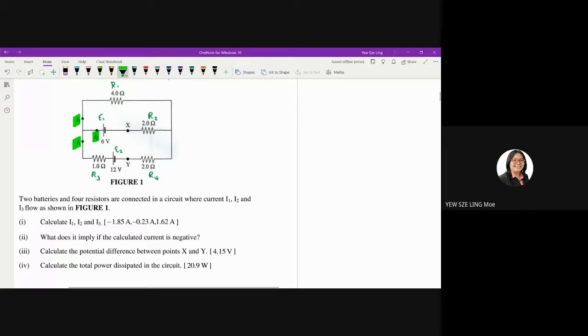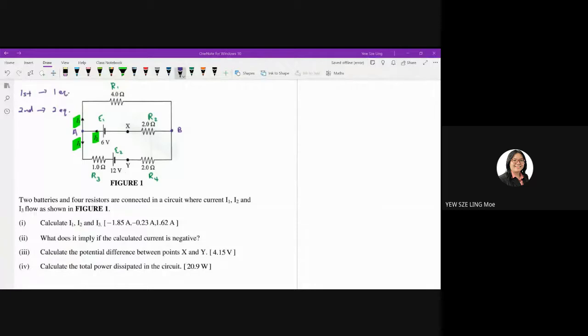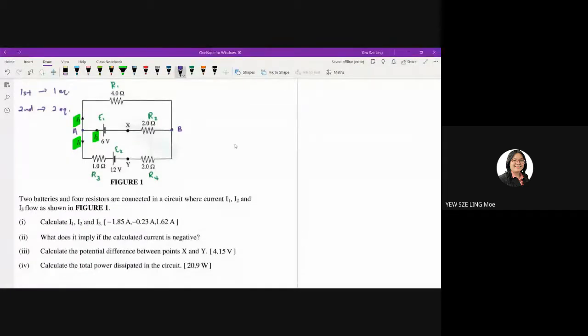So when you have a two loops question, remember the things that I told you previously. You need one equation from first law. Okay, first law gives you one equation, and then second law will give you two equations. All right. So now let us begin from first law. Before I start from first law, I'm going to give names to the junctions first. So I'm going to call this junction A. I'm going to call this junction B. Okay, it is quite important to identify the positions of the junctions first so that you know how to solve the questions, so that you can solve it easily.